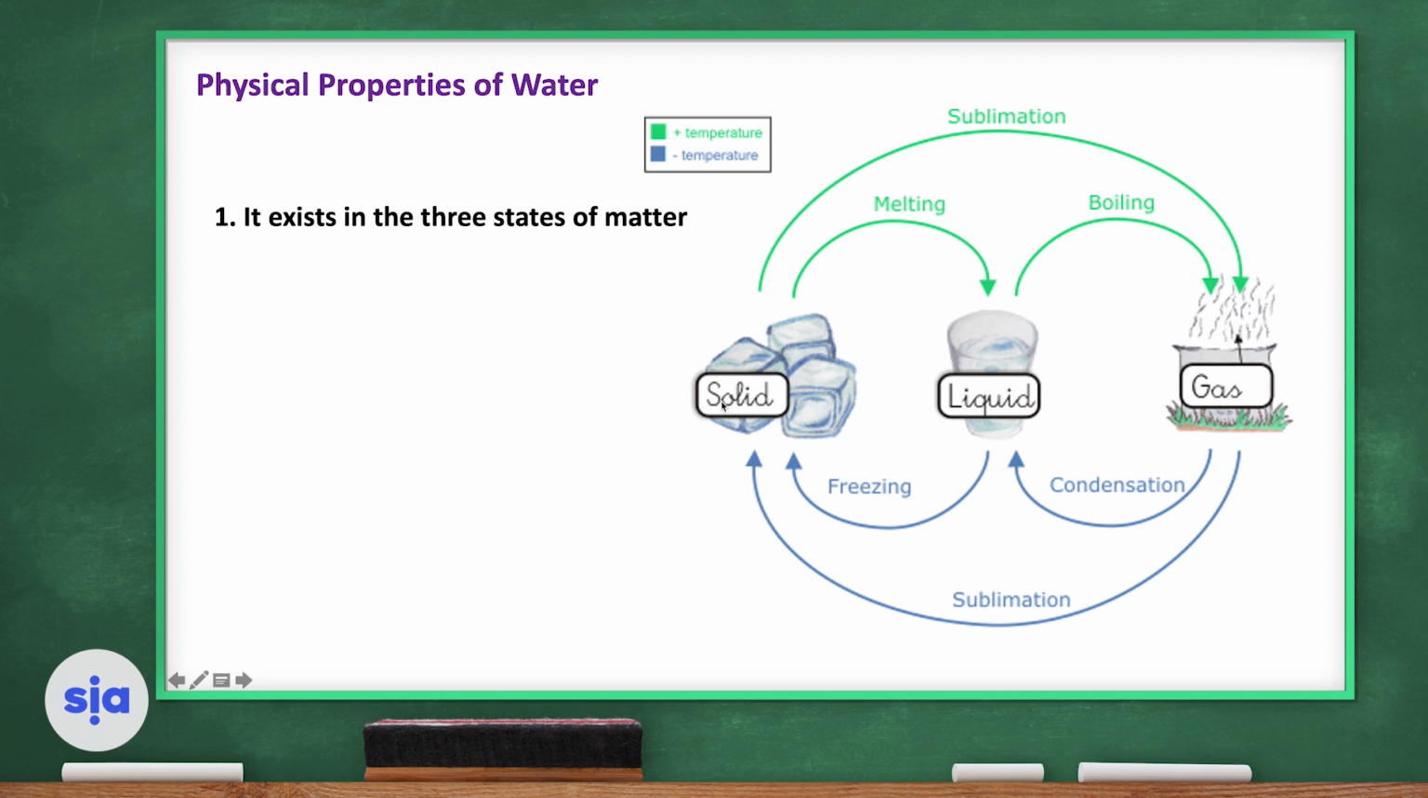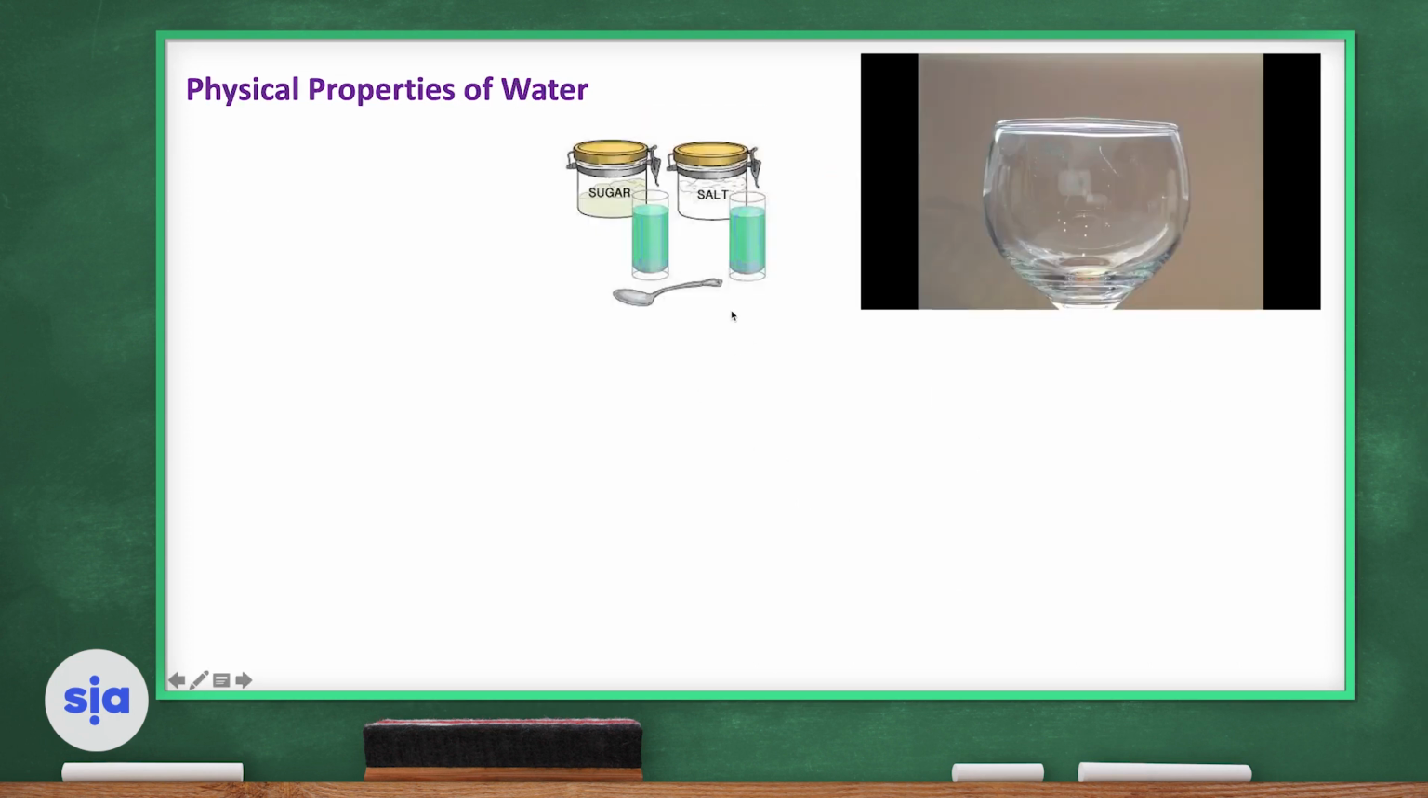So we can change solid water or ice cubes into liquid water by melting. And then by boiling, we can change the liquid water into water vapor. In the opposite direction, we can change the gas or the water vapor into liquid by condensation. And when we freeze the liquid water, it turns into solid, into ice cubes. Now let's watch this video together about some physical properties of water.